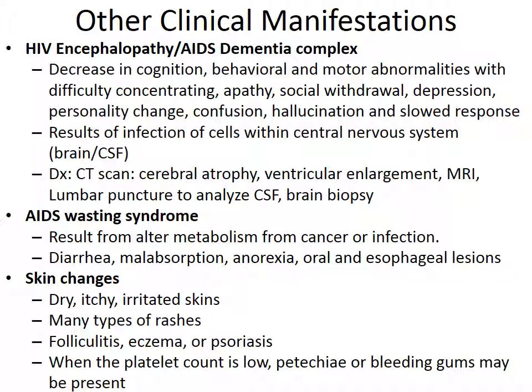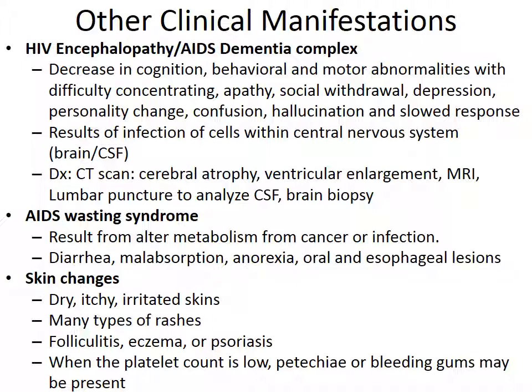Other clinical manifestations of HIV and AIDS are HIV encephalopathy, AIDS dementia complex, which is a decrease in cognition, behavioral, and motor abnormalities with difficulty concentrating, apathy, social withdrawal, depression, personality change, confusion, hallucination, and slowed response. And it's a result of infection of the cells within the central nervous system and the cerebral spinal fluid. Diagnosis is done with a CT scan, which shows cerebral atrophy, ventricular enlargement, and an MRI, and a lumbar puncture can be done to analyze the cerebral spinal fluid or a brain biopsy.